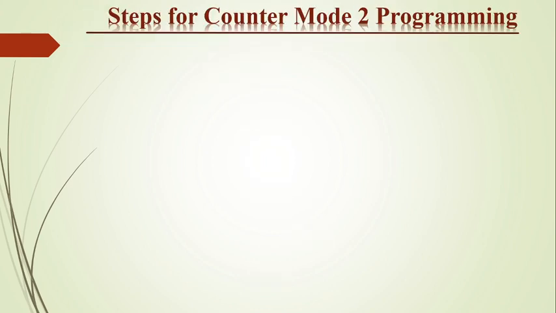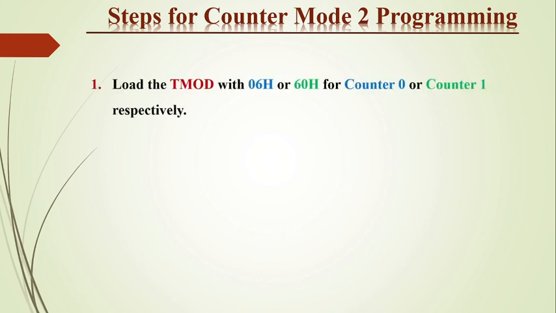Now, counter mode 2 programming. Here, load the TMOD with 06H or 60H for counter 0 or counter 1 respectively. These values we have to load in TMOD to configure the counter in mode 2, that means to configure counter 0 or counter 1 in mode 2.